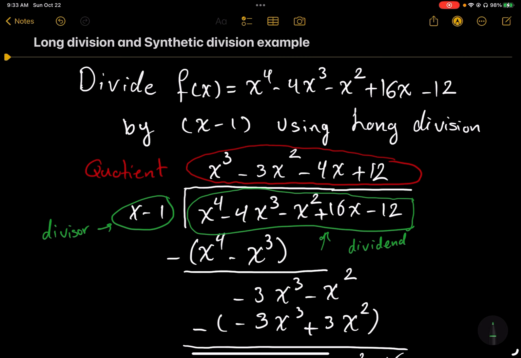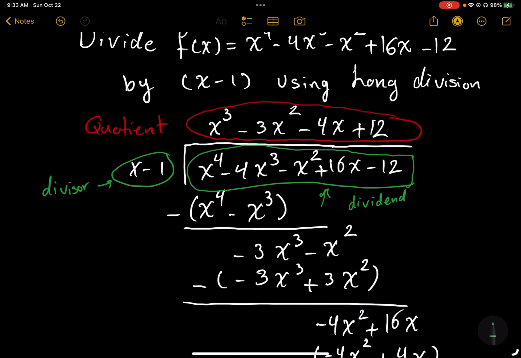At all times, we're only going to look at the first term of the dividend and the first term of the divisor. So the dividend's first term is x to the fourth, and the divisor is x. We always want to multiply the divisor by something that's going to give us the same exact first term in the dividend. So if I want to get x to the fourth, I'm going to have to multiply x minus 1 by x cubed. And when I do that, I get x to the fourth minus x cubed. So I'm going to multiply x cubed by x minus 1, put that in parentheses here, and then I'm going to subtract, as you can see here.